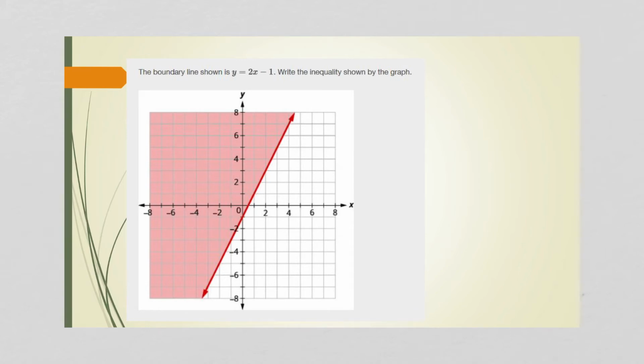So now, here's the line, y equals 2x minus 1. Notice that it is a solid line, not a dashed line. When it's a dashed line, that means we don't include the solutions that lie on that line. This is a solid line, so I know that it will be greater than or equal to. And how do I know that it's greater than?